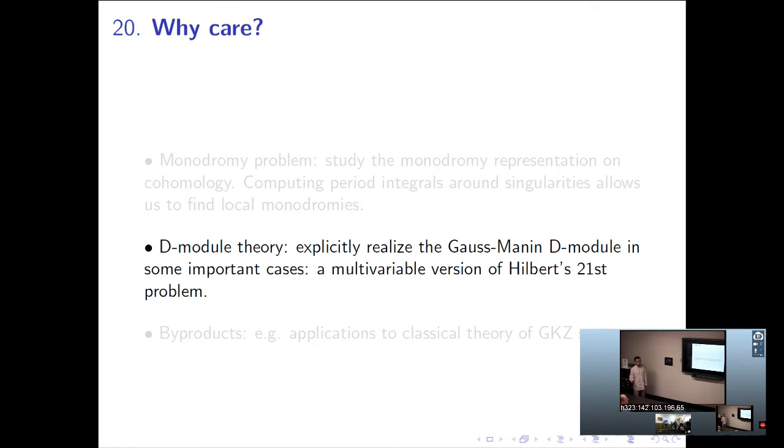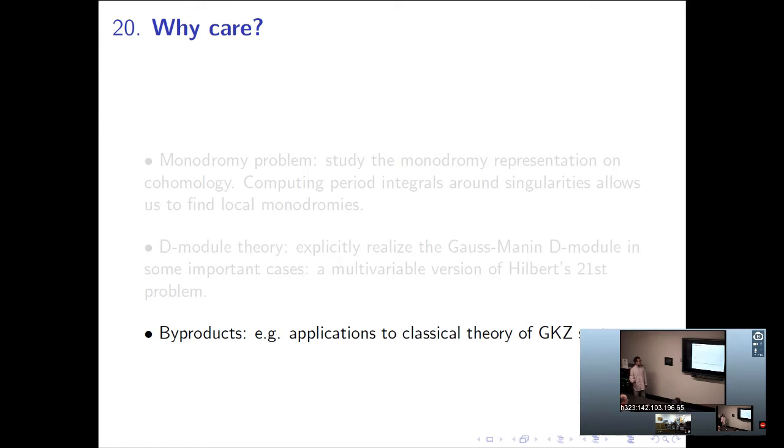And then from the D-module point of view, we explicitly realize the Gauss-Manin D-module in some interesting cases. And there are also some byproducts. For example, there are applications to the classical theory of GKZ systems, which I'm going to touch on later if I have time.